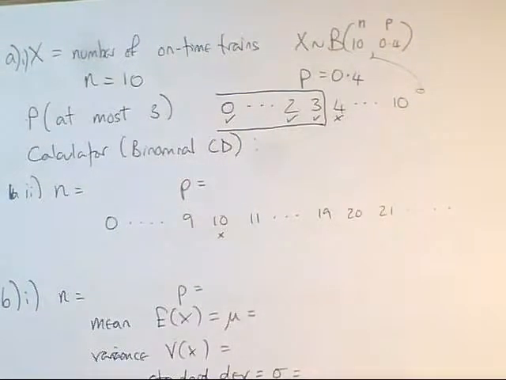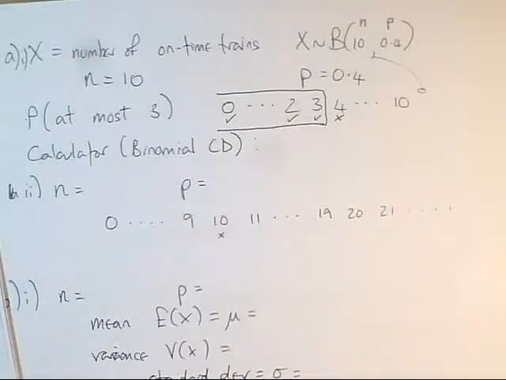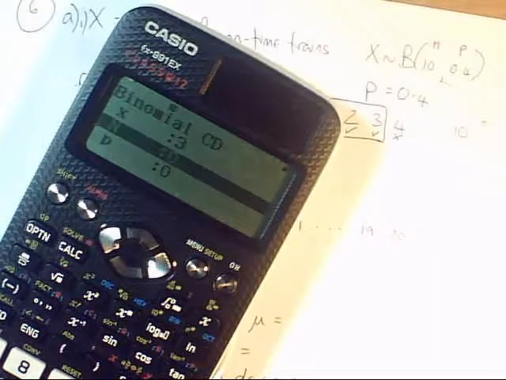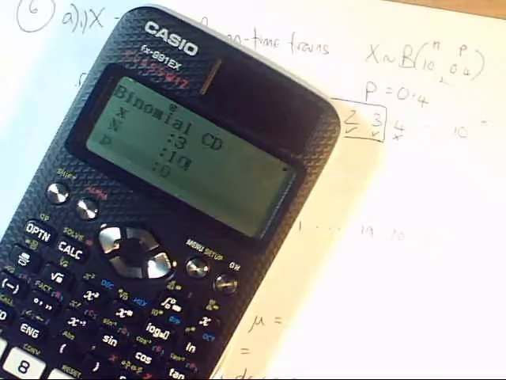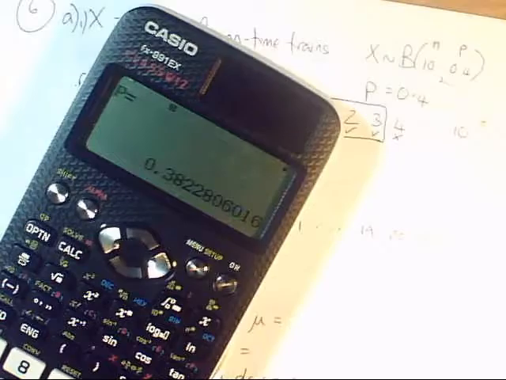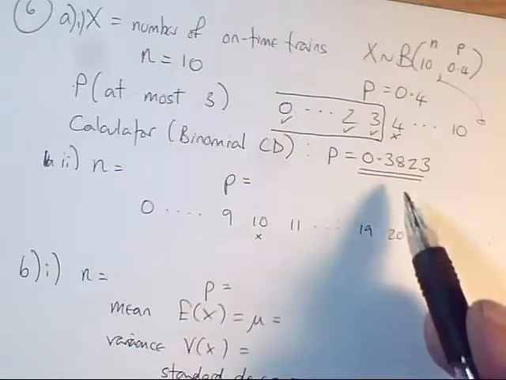So I need to do binomial CD with this value of C and of n and p. So I need the probabilities of values up to 3, so that's my x, and my n was 10, and my p was 0.4. So my answer is 0.3823 to 4 decimal places. Okay, so there we go.